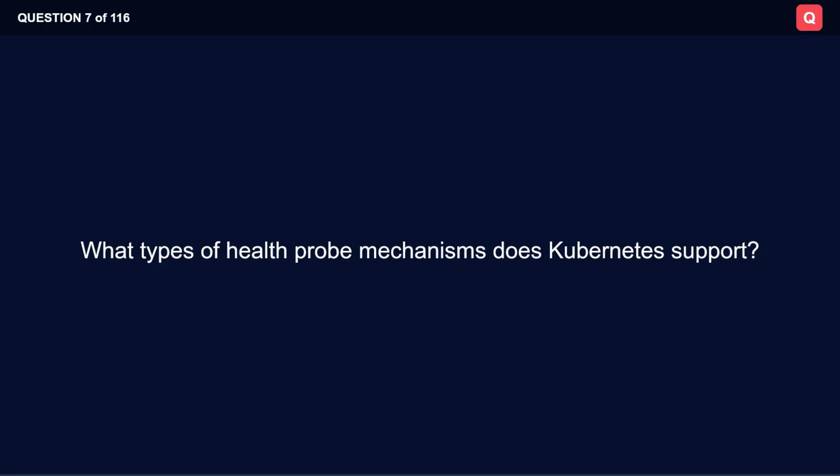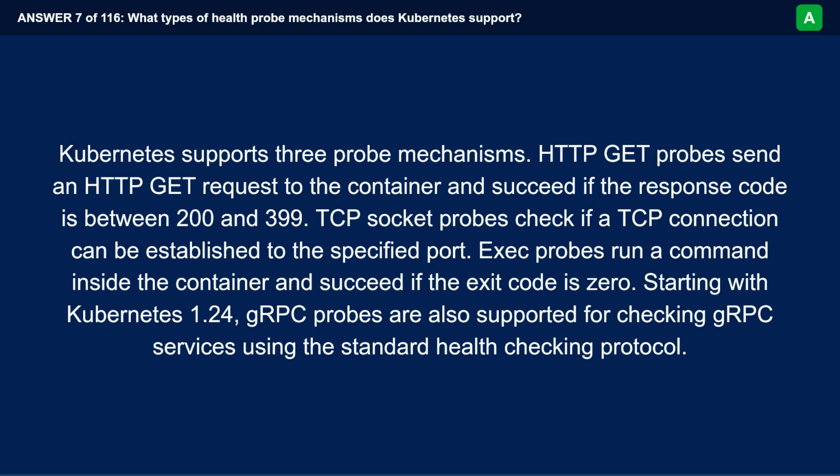What types of health probe mechanisms does Kubernetes support? Kubernetes supports 3 probe mechanisms. HTTP GET probes send an HTTP GET request to the container, and succeed if the response code is between 200 and 399. TCP socket probes check if a TCP connection can be established to the specified port. Exec probes run a command inside the container and succeed if the exit code is 0. Starting with Kubernetes 1.24, gRPC probes are also supported for checking gRPC services using the standard health checking protocol.